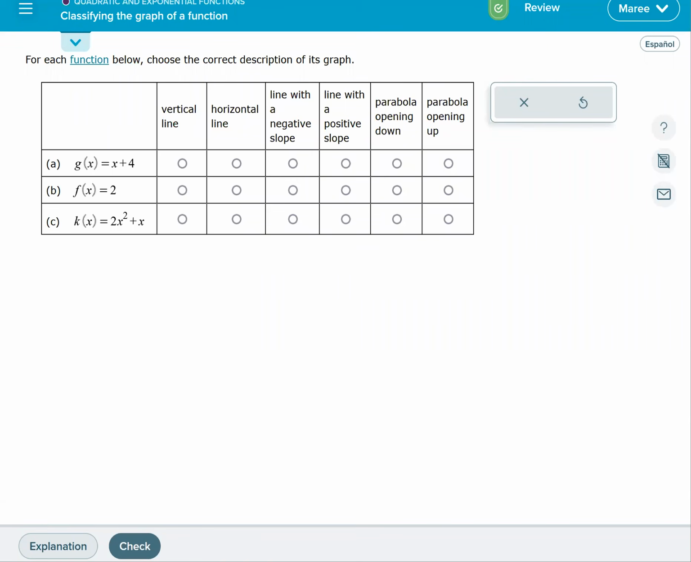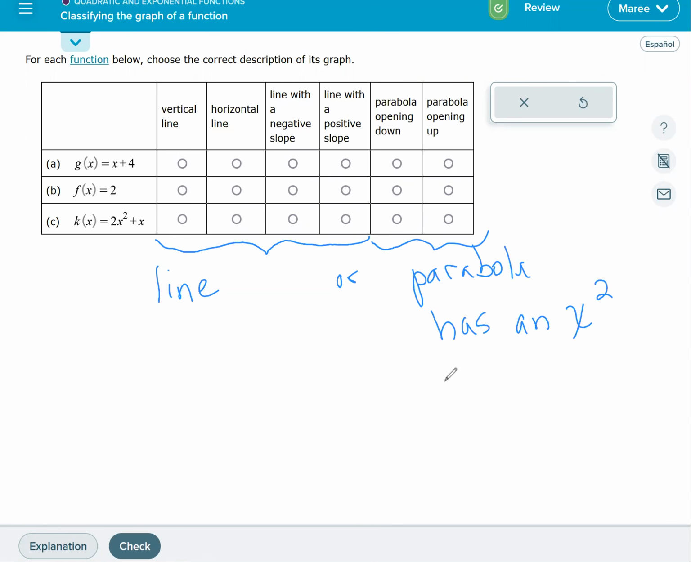This topic's called classifying the graph of a function. So basically we are looking at a line or a parabola. The first four are all different types of lines, and the last two are different types of parabola. If the equation that you see on the left has an x squared, so it has to have an x squared, then it's a parabola.